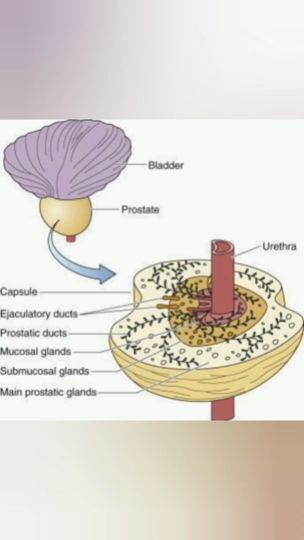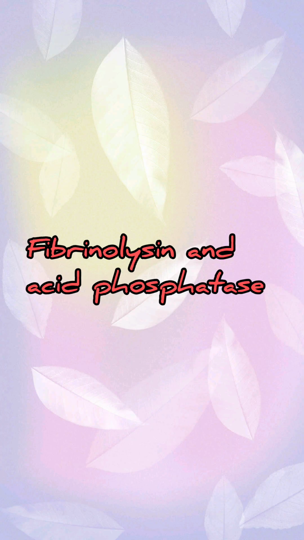Prostate gland, a single large gland that surrounds the urethra just below the urinary bladder. It secretes a slightly acidic, milky fluid that contains citric acid, phosphate, and several enzymes such as fibrinolysin and acid phosphatase. This secretion makes up about 20 to 30% of the semen.